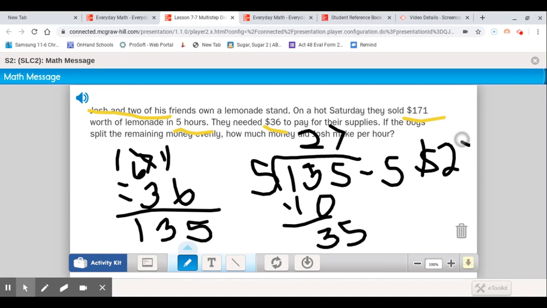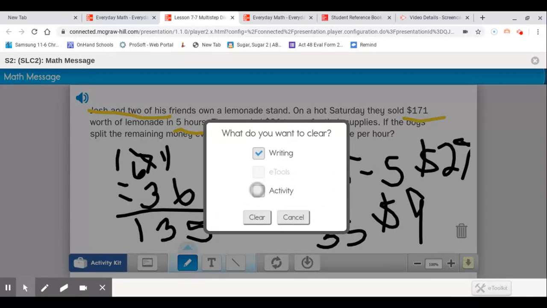There were 3 of them working for that time. So we can take 27 divided by 3. And Josh made $9 for each hour that he worked. So there's the answer to our math message.